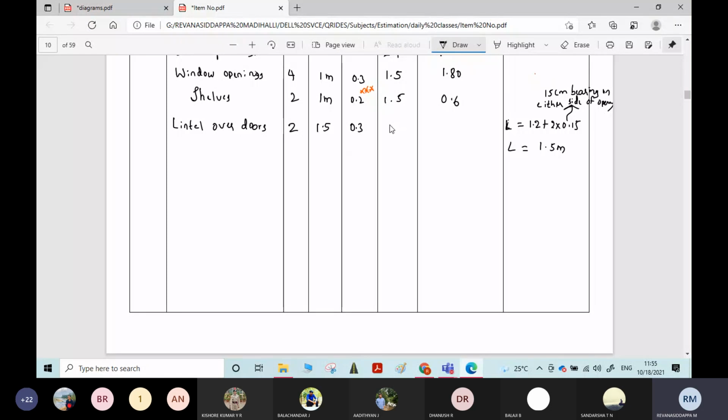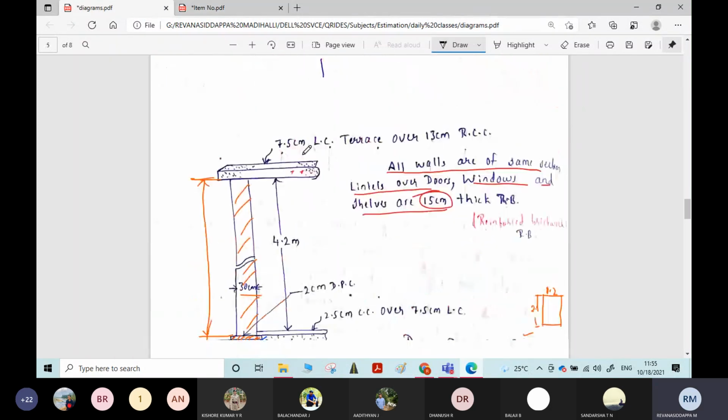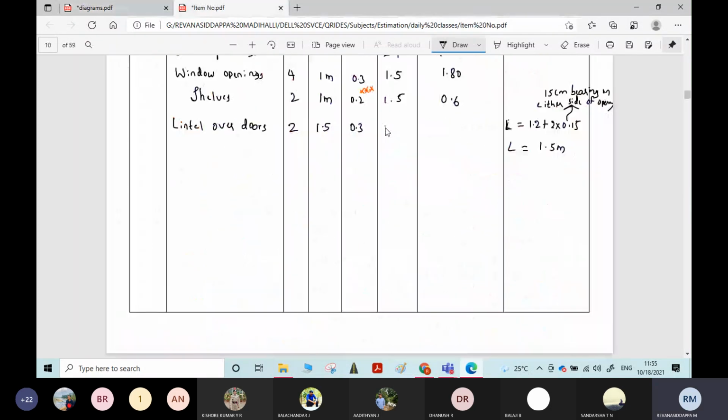And height of the lintel, it is mentioned in the problem. Height or thickness? 15 centimeter it is mentioned, 0.15 meter. Tell me the quantity. 0.135 meters. You can round it off to 0.14.